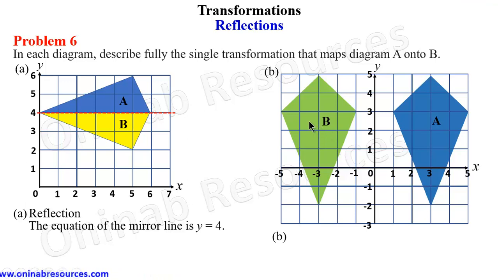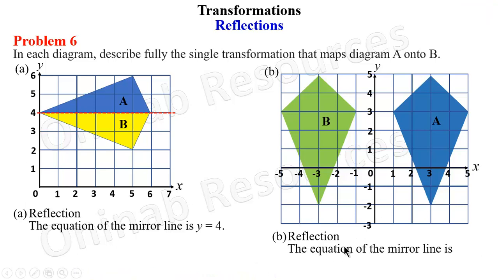For B also, if you look at this now, this is the image, this is the object, and it's very clear now that this is the image. We can now say the type of transformation is a reflection. Now we go ahead to find the equation of the mirror line to fully describe the transformation. Since it is a reflection, it must go with the mirror line, or line of symmetry, or line of reflection.